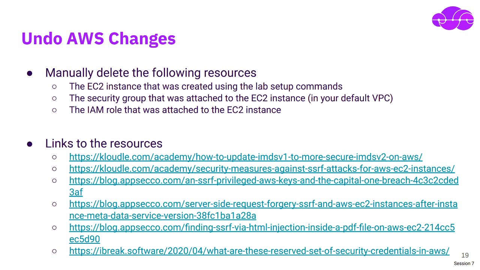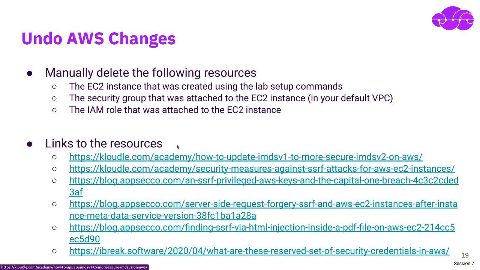Go ahead and undo your AWS changes. We've created an instance in the script. If folks want to practice, then keep the machine running. But you can go ahead and delete the EC2 instance, the instance role that was created, and the security group that was created by default. There are a bunch of blog posts that I've added as references.